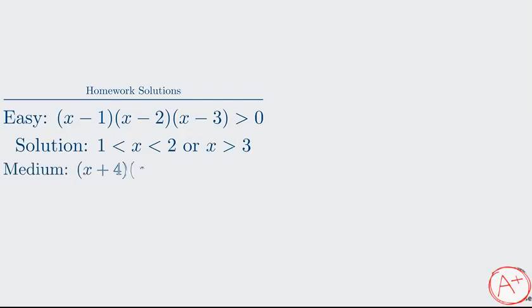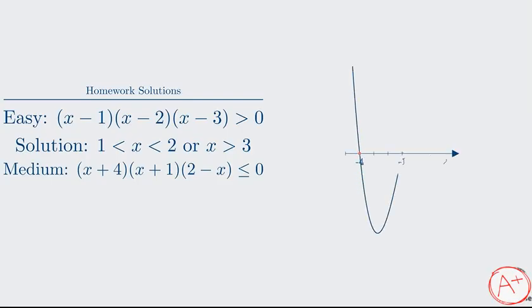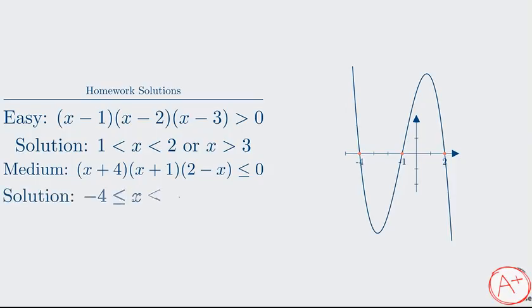In the medium question, the roots are at -4, -1, and +2. Wait, notice the last bracket is 2 minus x. This means the coefficient of x cubed is negative. The graph starts high and ends low. We want where the curve is on or below the x-axis. The graph is below the axis between -4 and -1, and again after x equals 2. We include the endpoints because of the less than or equal to sign.